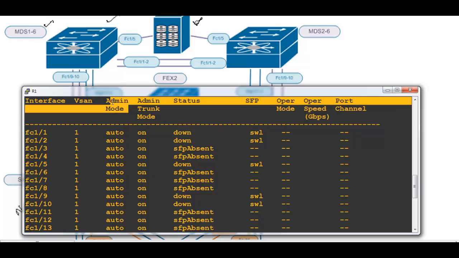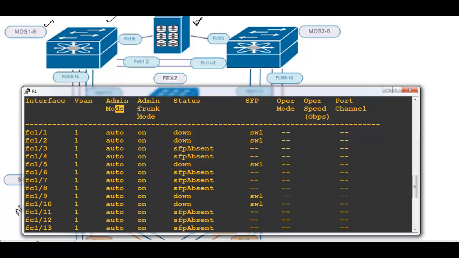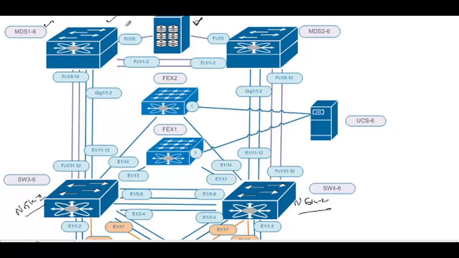This mode and this mode, I think you know the difference. Trunk mode is different. This one is talking about N mode, F mode, E mode. That is auto. Automatically it is going to discover, based on what you have connected to the other end. This will vary: E or F or FL. If you have a device that has got an arbitrated loop, then you will have NL, and here it will be FL. Sorry, here it will be NL. Node loop, fabric loop.